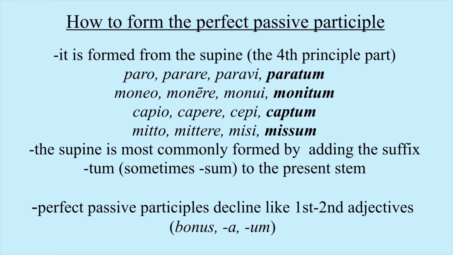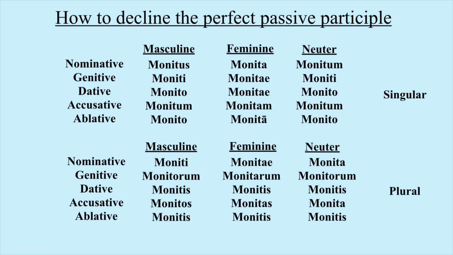Now, once you've gotten to the supine, it's pretty easy to decline the perfect passive participle from there, because perfect passive participles decline just like first, second adjectives, or like bonus, bona, bonum. So paratum, right, will decline paratus, parata, paratum, right, paratus, a, um. The same with the others: monitus, a, um, cactus, a, um, missus, a, um.